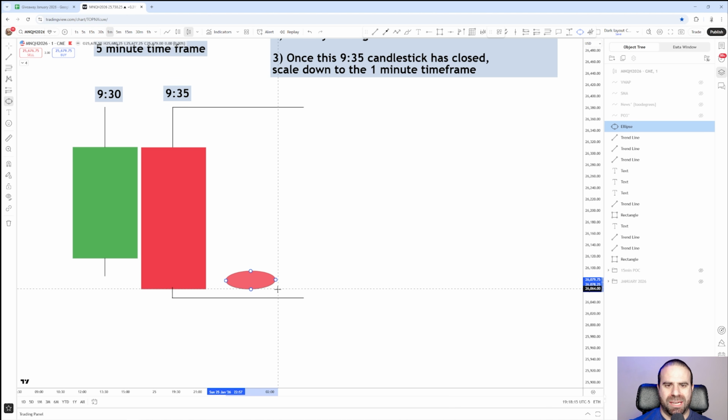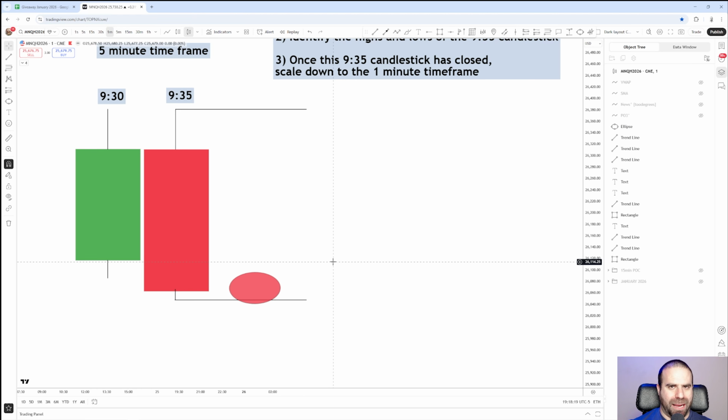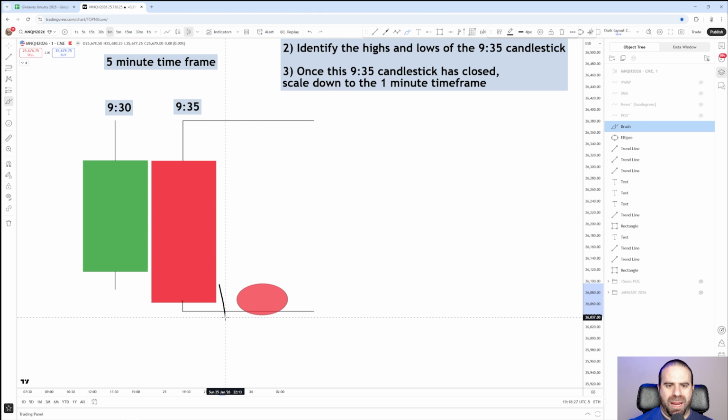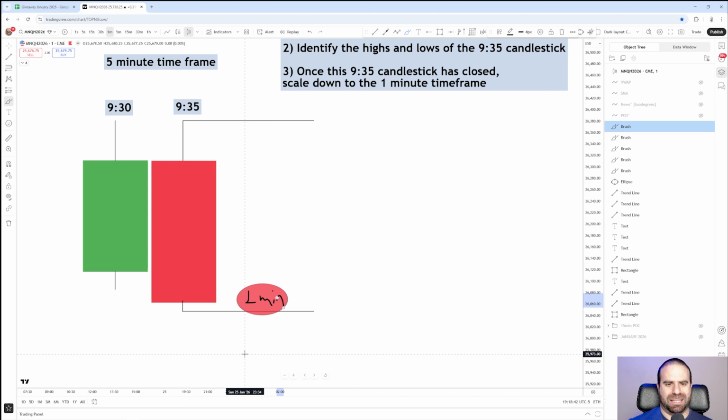You want to see only a break below this area. Okay, and I will explain why. You will see it in the examples. Now, what you will do, you will wait for the break of a 1 minute candlestick below, and you need to see an additional grab of liquidity of the 1 minute candlestick. So now we are on the 1 minute. We scaled down to the 1 minute once this 5 minute candlestick closed. And you will wait and see.